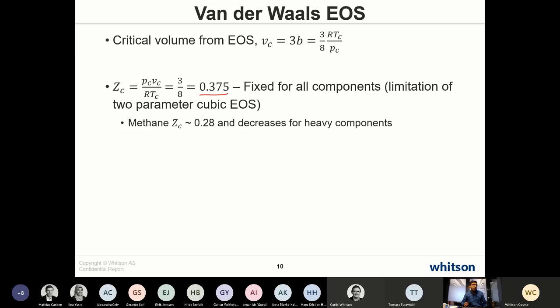a component dependent number. It's just fixed for all components, and that is actually the consequence of neglecting the critical volume term. So when we neglected the critical volume term and we only used the TC and PC, that's what happened, that now the critical Z factor is fixed for all components, and that's not the case actually. So if you look at, for example, methane, it has a critical Z factor of 0.28, and generally if you go towards heavier components, it decreases.